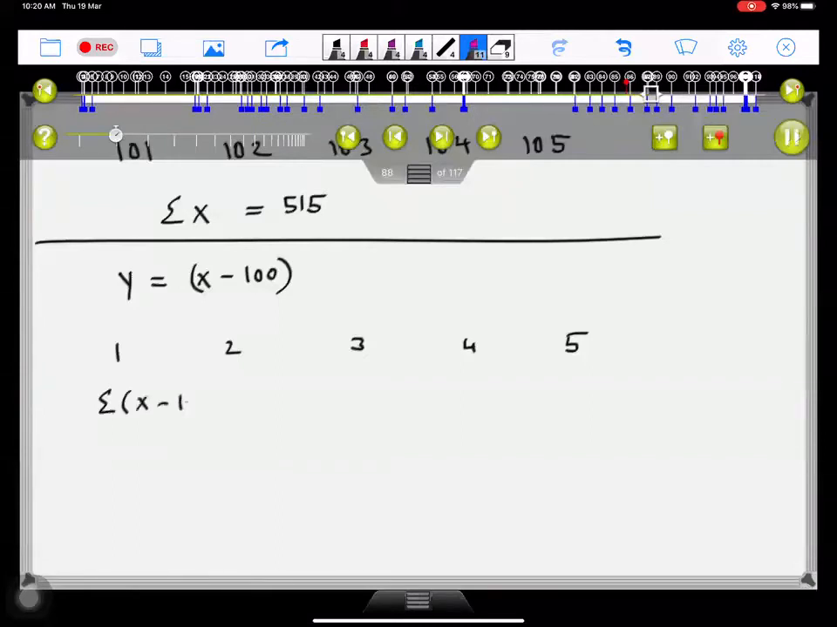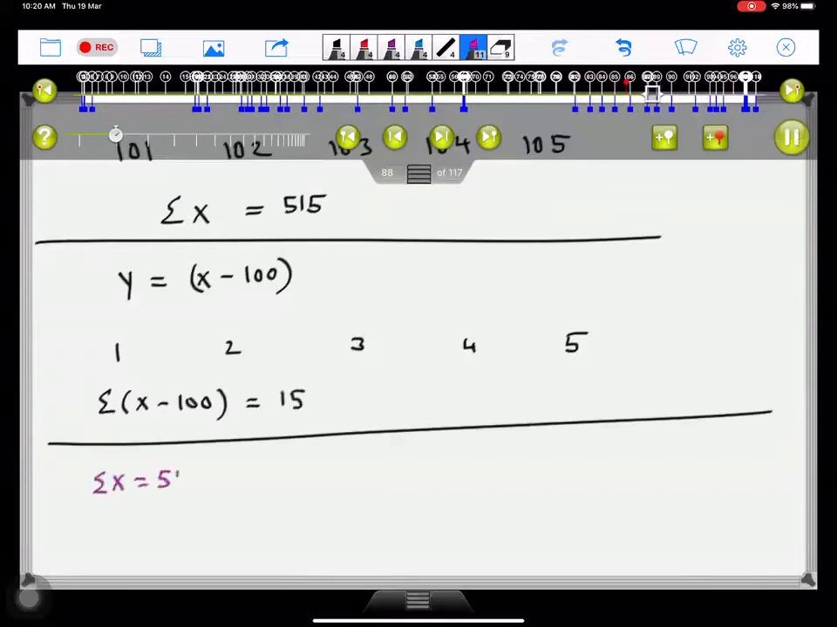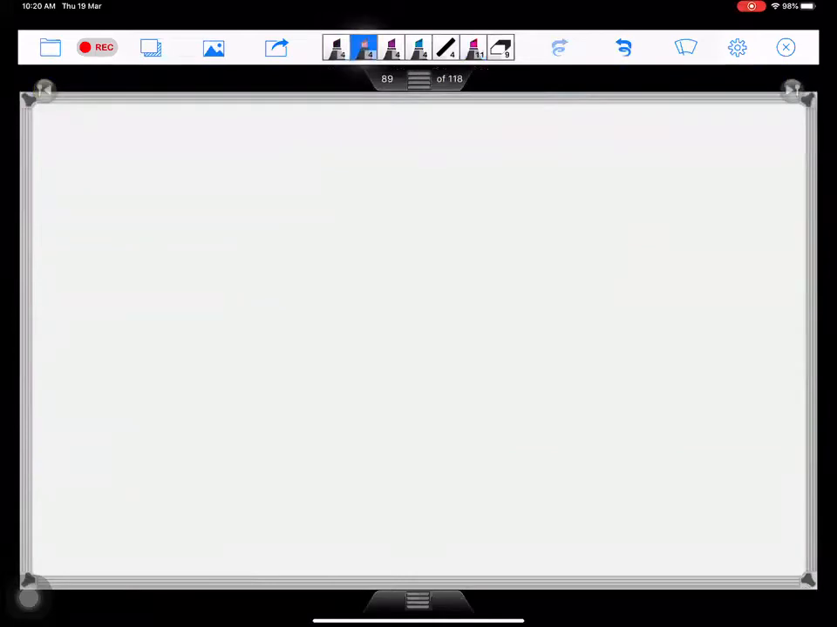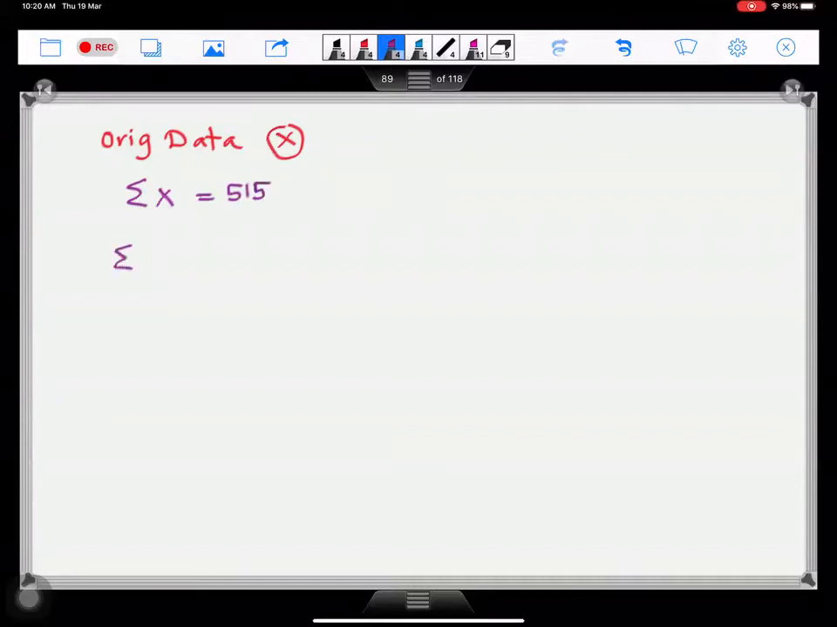Now, what am I going to do? I'm going to calculate sigma x minus 100, which is 15. Now, this is the information that I have, correct? Now, for example, if I say sigma x, and I don't have the original data, that is missing. I have sigma x equals 515, and the number of samples is 5.